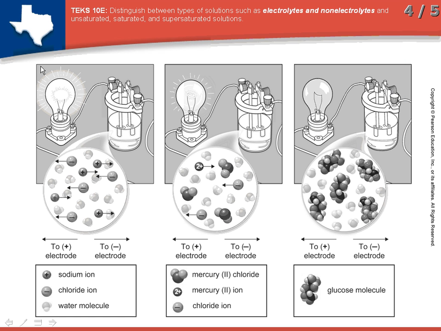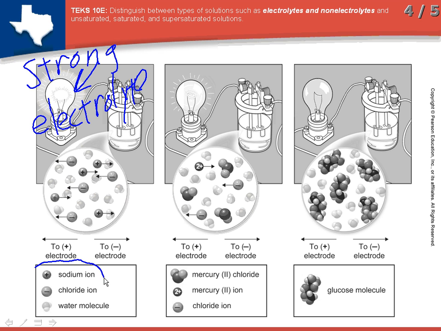So right here we have something that's a strong electrolyte. Notice we have a very bright bulb. The reason it's very bright is because it has sodium chloride in there, salt, sodium and chloride. And notice that all the sodium chloride is split up into positive sodium ions and negative chloride ions.